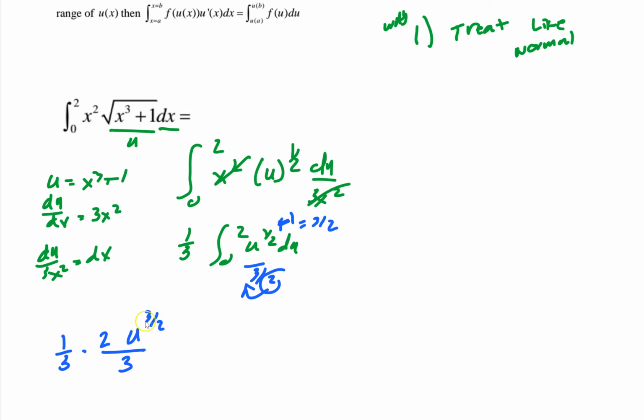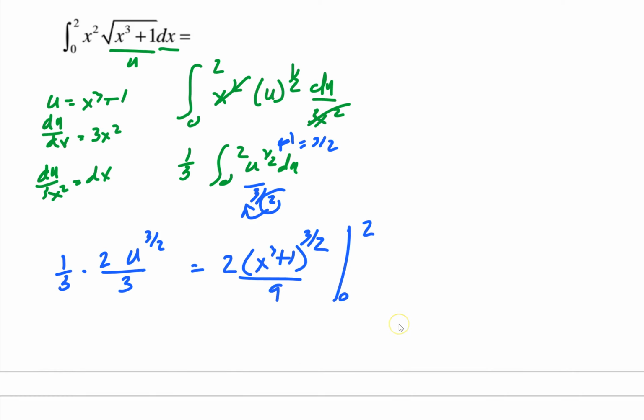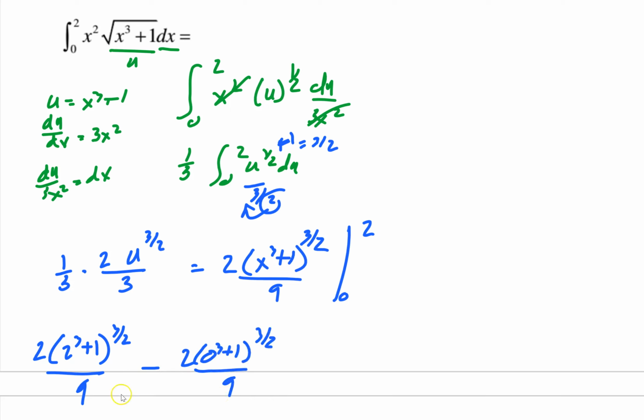And then don't forget you plug your u back in. So we're going to get 2 times (x cubed plus 1) to the 3/2 over 9. And I still got to plug in 0 and 2. Right, so that is just plug in 2 to everything and plug in 0 to everything. So (2 cubed plus 1) to the 3/2 over 9, minus 2 times (0 cubed plus 1) to the 3/2 over 9.